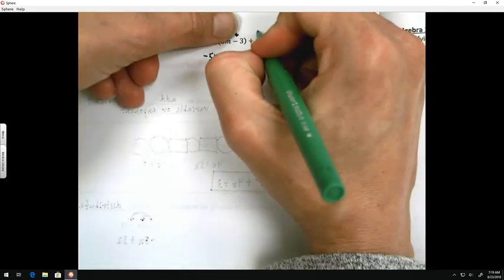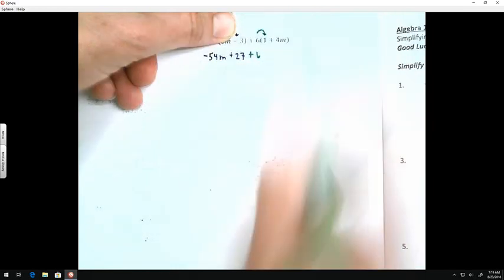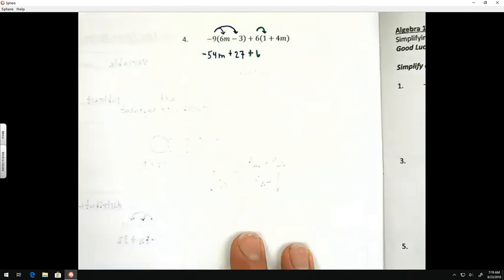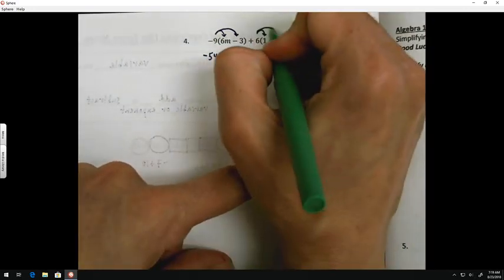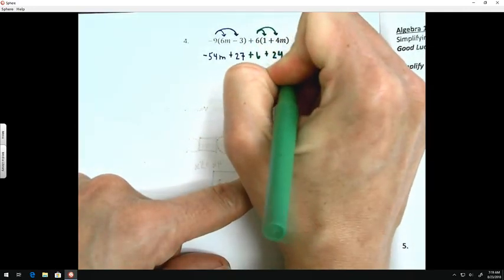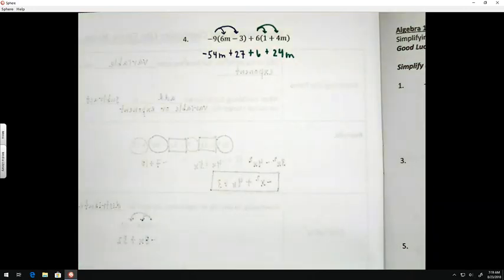So I have a 6 times a positive 1, which is going to give me a positive 6. So I'm putting a plus sign there. I have to make sure I'm separating those terms with an addition or subtraction sign. And then positive 6 times a positive 4 is going to give me a positive 24m. So I'm about halfway done. I've distributed, so I've removed those parentheses, which I know I have to do before this expression can be simplified.